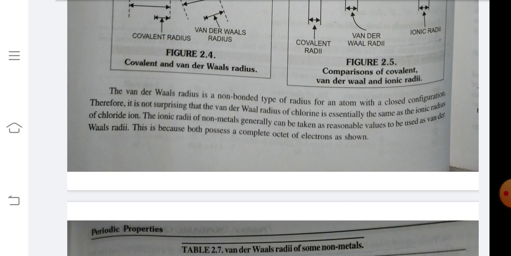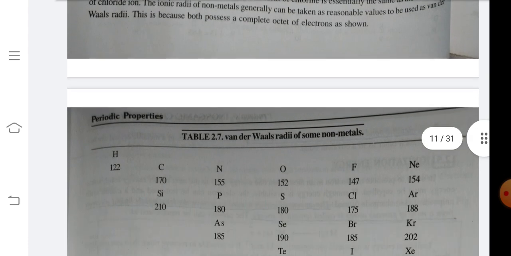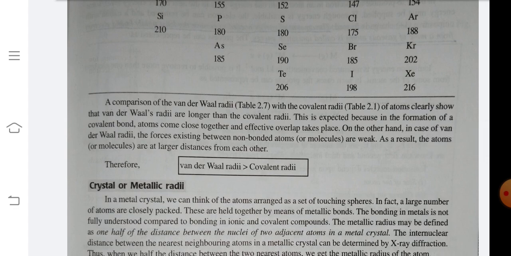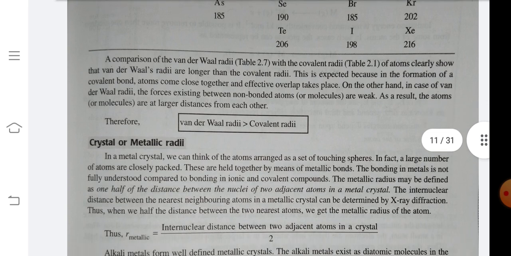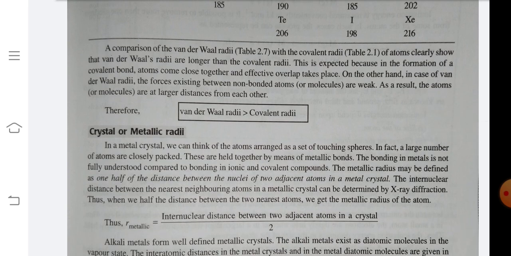Therefore, it is not surprising that the van der Waals radius of chlorine is essentially the same as the ionic radius of the chloride ion. The ionic radii of the non-metals can generally be taken as reasonable values to be used as van der Waals radii. This is because both possess a complete octet of electrons. A comparison of the van der Waals radii with the covalent radii of the atoms clearly shows that van der Waals radii are longer than covalent radii. This is expected because the forces existing between two non-bonded atoms are weak. As a result, the atoms are at large distances from each other. Therefore, van der Waals radii are greater than covalent radii.